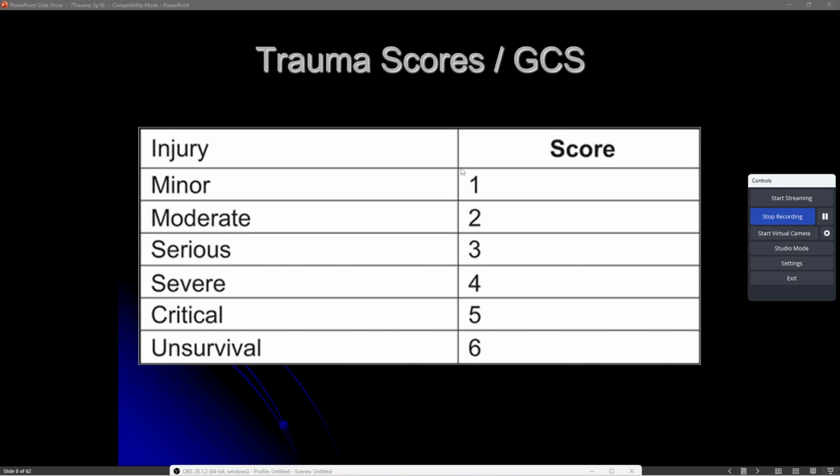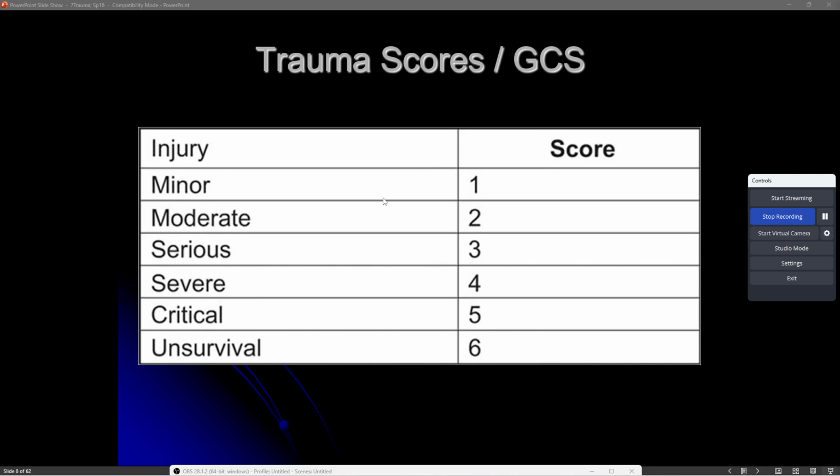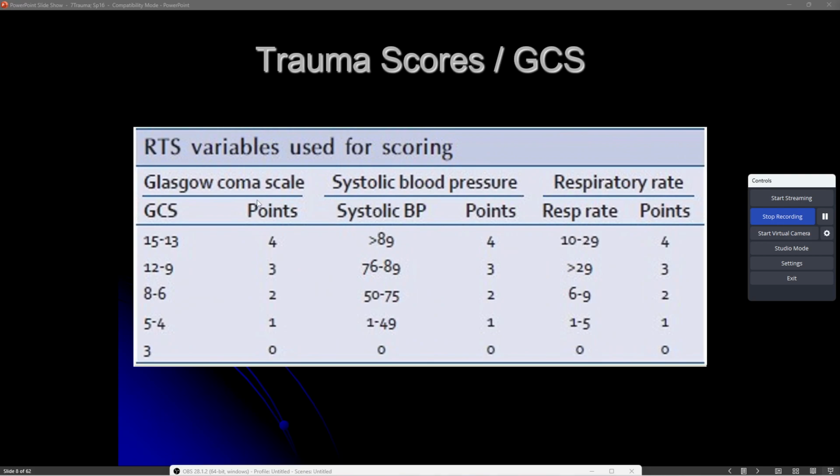I do want you to know what the TRISS score at least is and what two components it combines: the injury severity score and the revised trauma score, which together give you the probability of surviving a traumatic incident. Okay. So we're going to move past this. We already know the GCS.